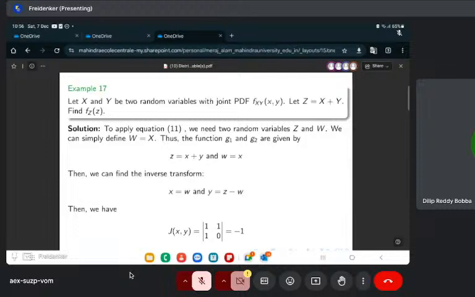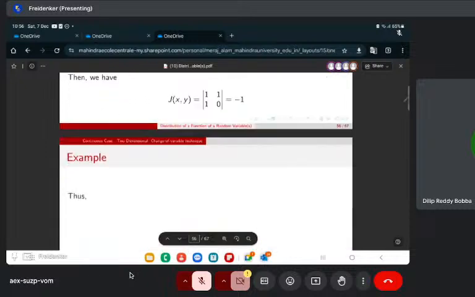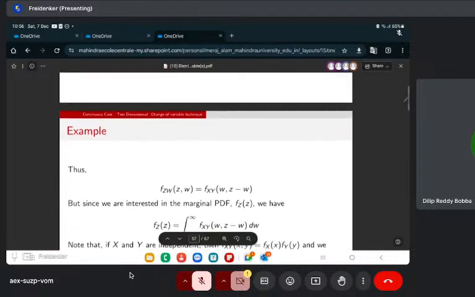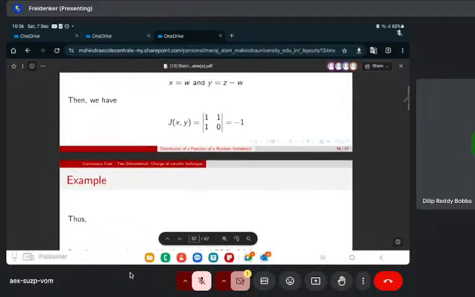Now instead of directly doing it, they are rearranging the terms, and they're expressing x and y in terms of w and z. Anything is fine. Whichever Jacobian is easier to find, just find that. Finally, they're applying the theorem. The Jacobian is 1 or minus 1, so the mod Jacobian will be 1, so that is not the problem.